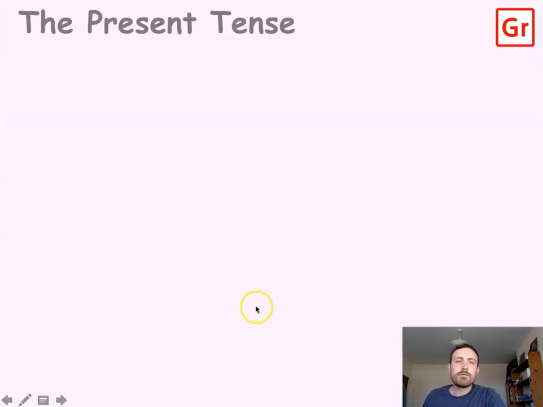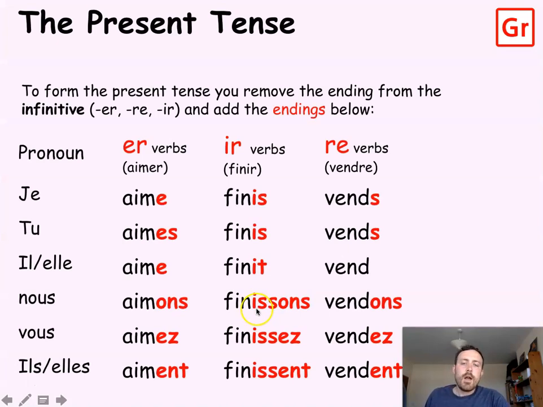So just a very brief recap of the present tense. I'm not going to stay very long on this slide because you've got it in part 1. Remember, when we form the present tense, we have an infinitive like aimer, finir, or vendre. We remove the ending, IR, RE or ER, and we add these endings in red, depending on what type of verb it is. So if you need to refer back to that for any of the following activities, you have that slide to come back to and pause on.